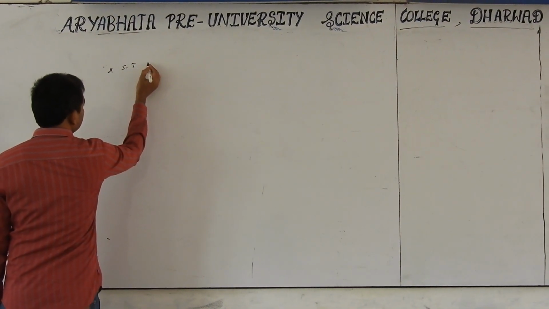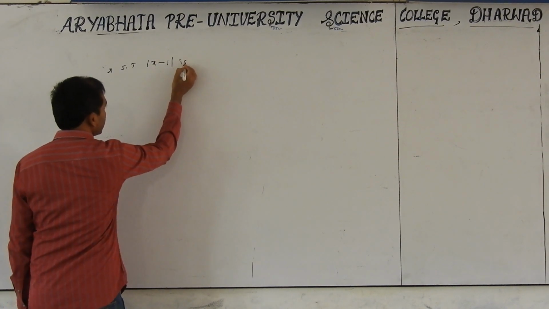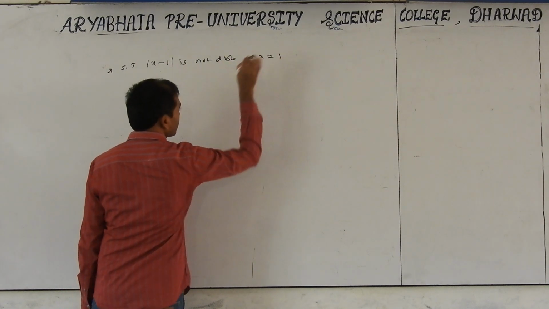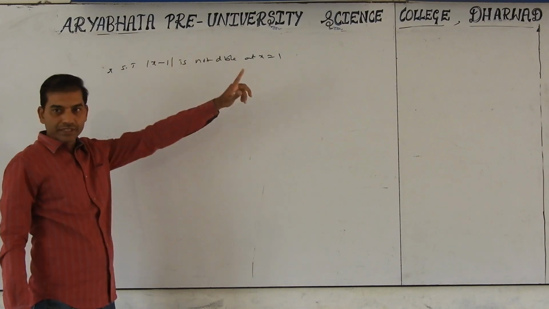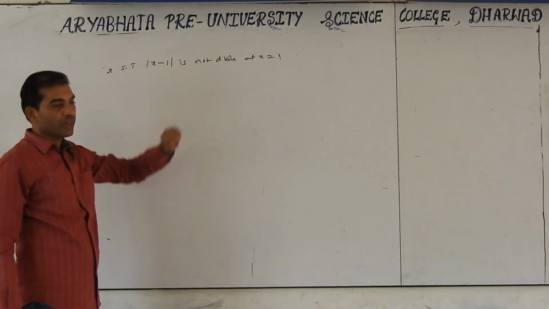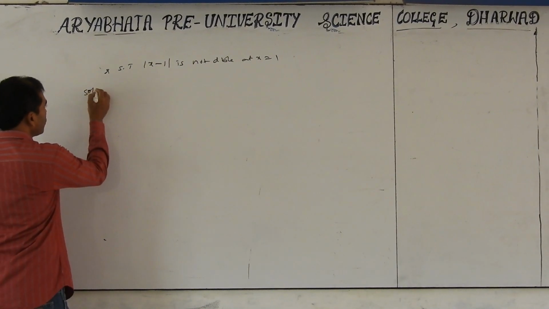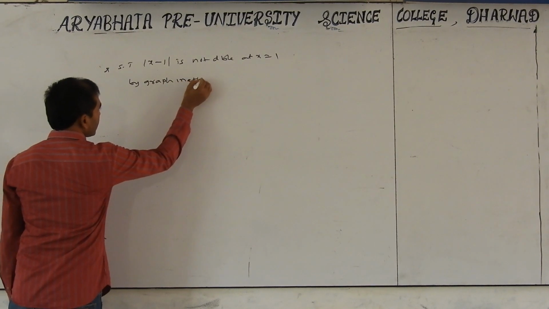So mod x minus 1 is not differentiable at x equal to 1, just as mod x is not differentiable at x equal to 0. Mod x minus 1 is not differentiable at x equal to 1. This also we can do in two ways. By the graph method first.